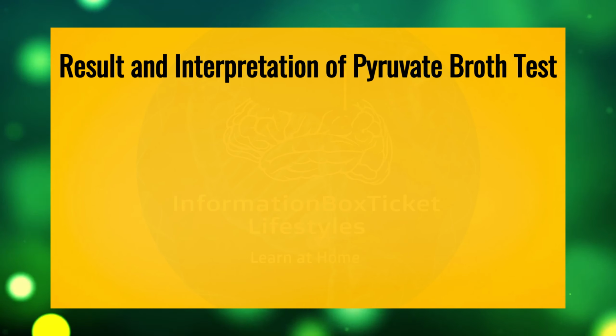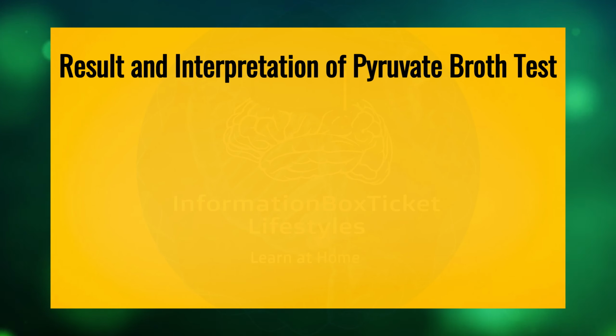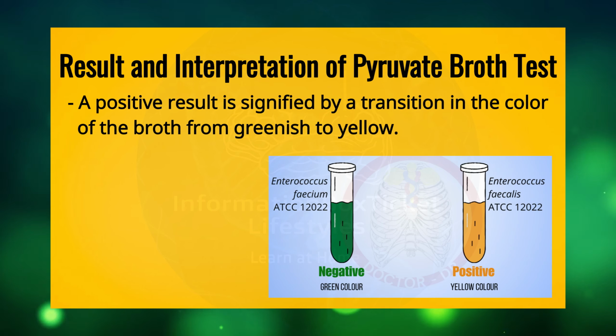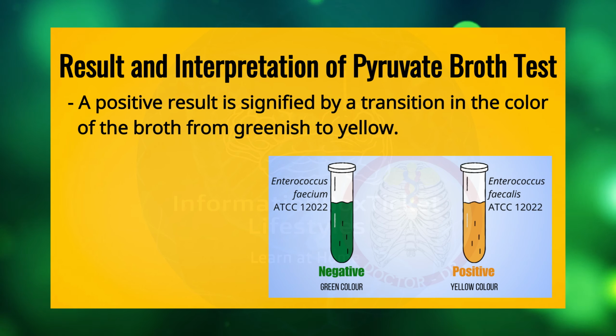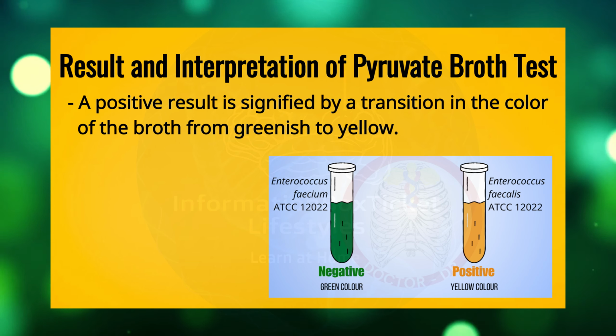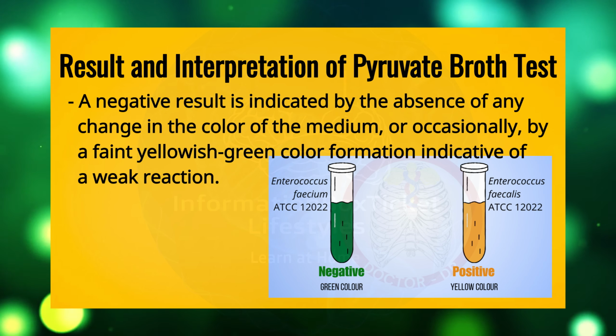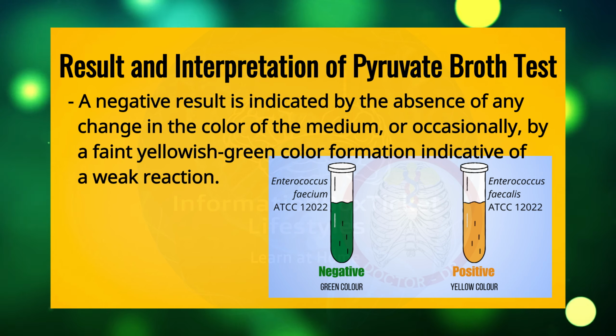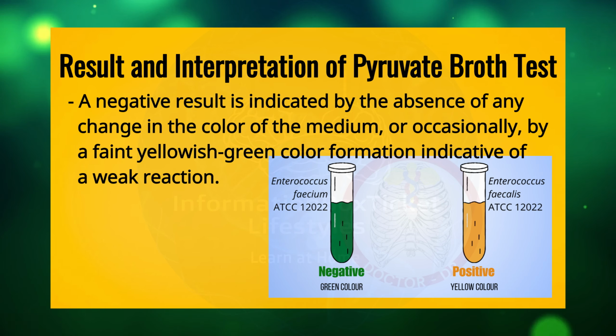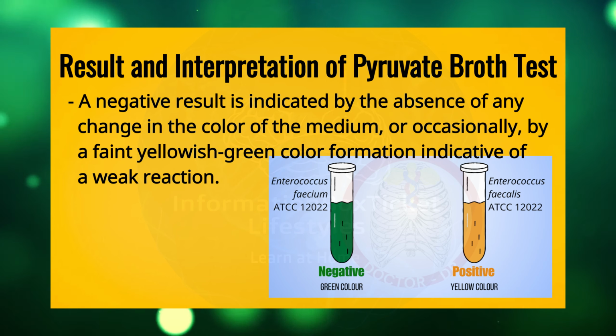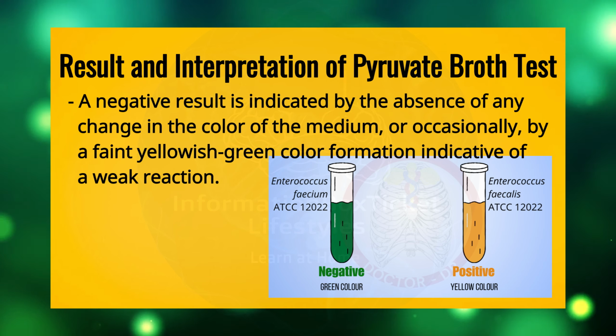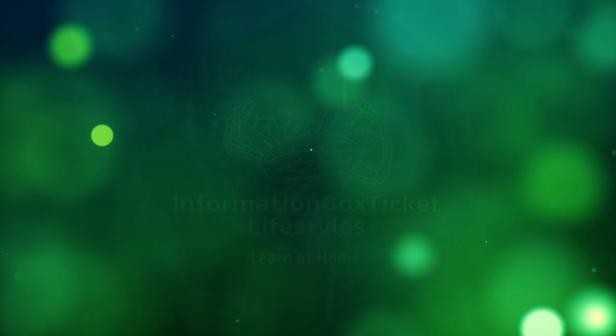Result and interpretation of Pyruvate Broth Test. A positive result is signified by a transition in the color of the broth from greenish to yellow. A negative result is indicated by the absence of any change in the color of the medium, or occasionally by a faint yellowish-green color formation indicative of a weak reaction.